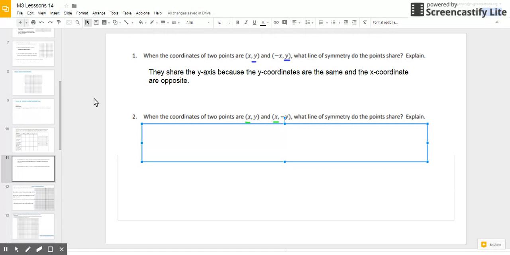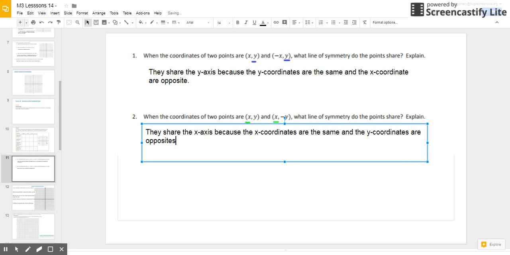So here we go. They share the x-axis because, and I'm pretty much just copying down the sentence above, except I'm changing x's to y's and y's to x's. No sense in making up a whole new phrase. The x coordinates are the same, and the y coordinates are opposites. I forgot to put the s on the one above that.